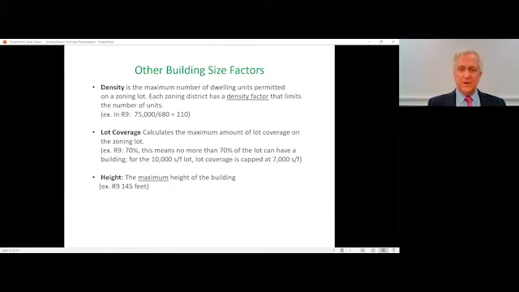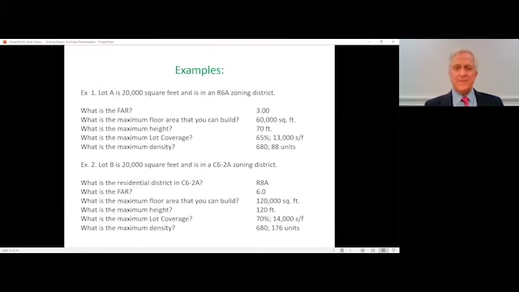And so now let's go and do a simple analysis of two properties, one in a residential district and one in a mixed-use district, to see how this all comes together. So in example one, you have a 20,000 square foot lot. We're going to make it a little bit bigger, 20,000. You're in an R6A. So what is the FAR? It's 3. So 3 times 20,000 equals 60,000 square feet.